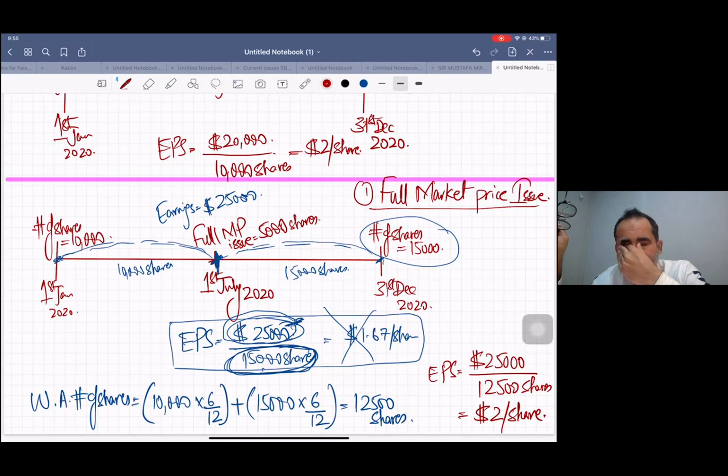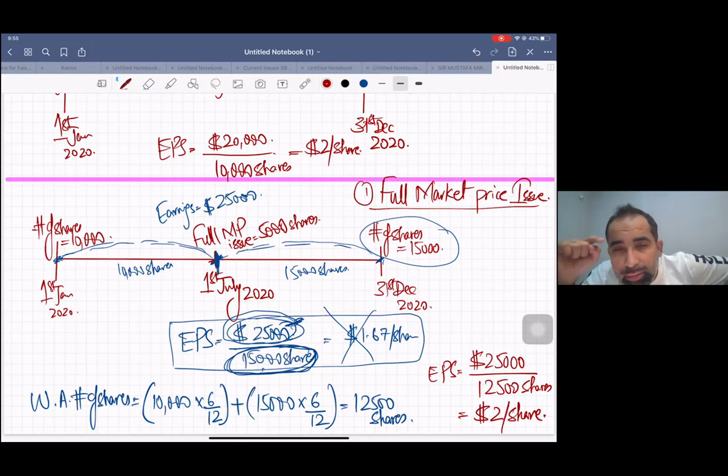Whenever there is a full market price issue given in the question, we will always compute weighted average number of shares. And second thing, for full market price issue, the effect of new shares is always taken from the date that the share issue has been done.